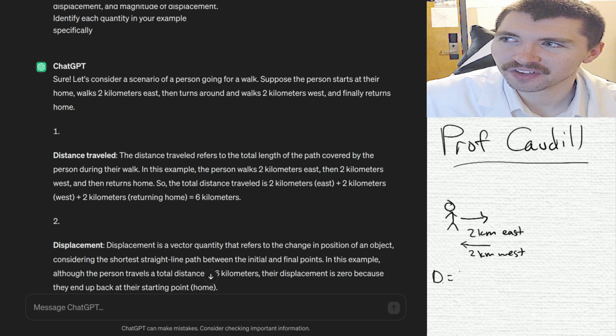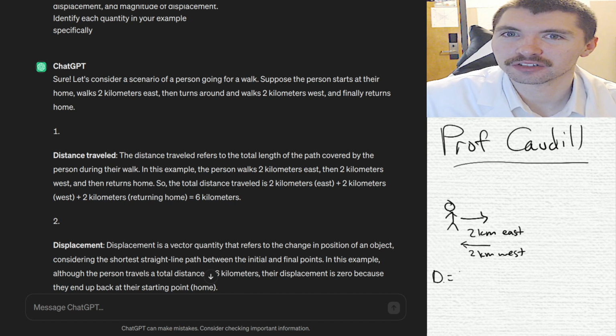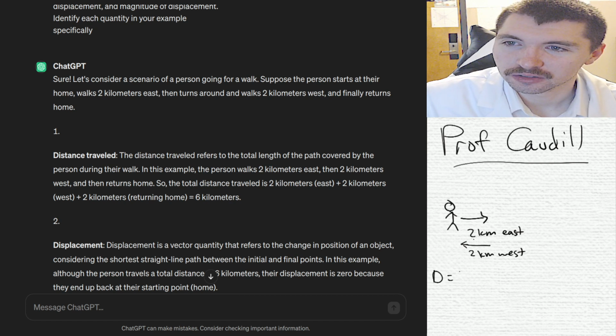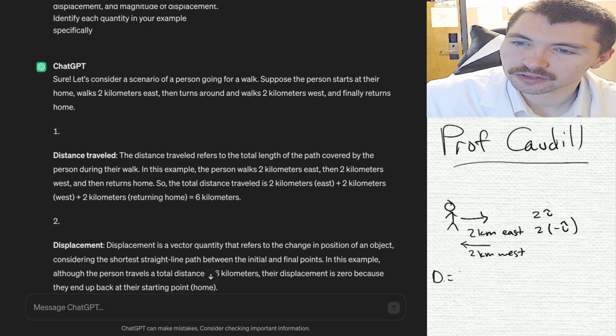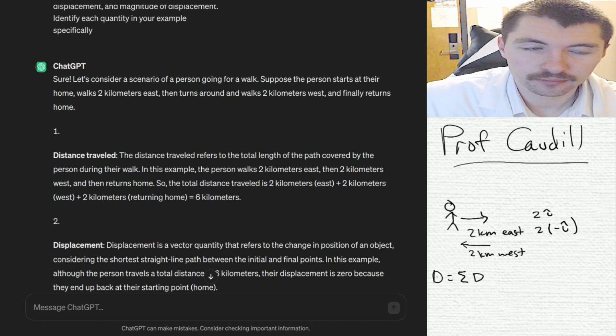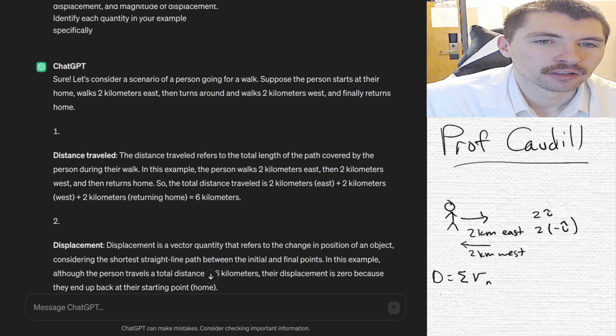So if you remember from vectors, distance is the sum of the magnitudes. So these are vectors 2i and 2 negative i. So summing these, each vector, let's say v for vector. So we're going to sum the magnitudes of each. All right.